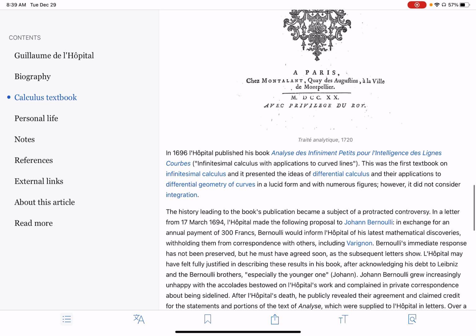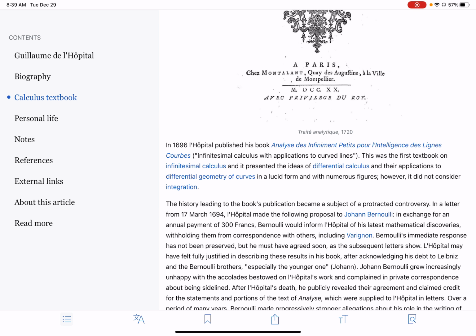And it only dealt with derivatives, right? Derivatives and limits. It didn't have any integrals. Why is it controversial? Well, when he first published it, he didn't put his name on it, but in the acknowledgments he did acknowledge at least one person, and that was Bernoulli.